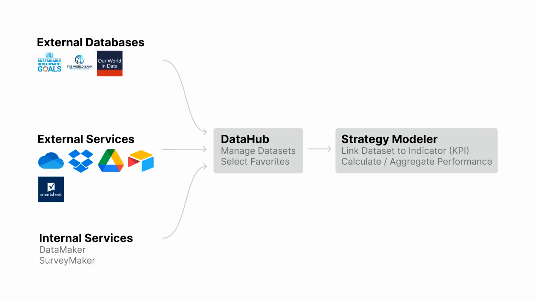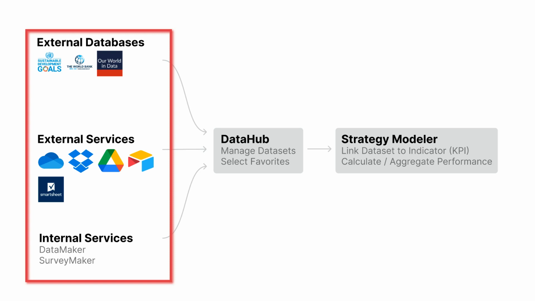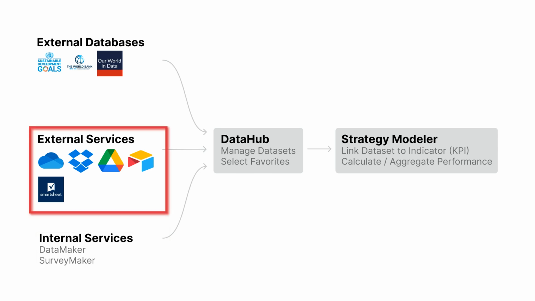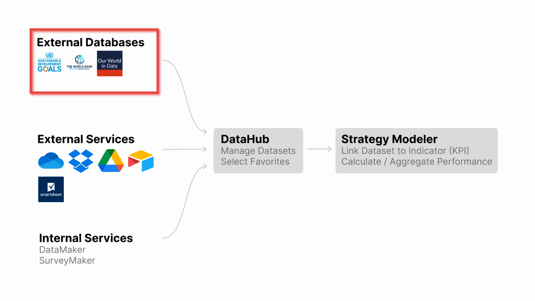Let us have a look at how this works conceptually. What we typically see is a large number of datasets from different data sources which by default are not compatible. In Aposphere Insight, we distinguish three data sources: Aposphere services such as DataMaker and Tracker, where you can make your own data right on this platform; external services such as OneDrive, Dropbox, and Google Drive; and publicly available open databases such as from the World Bank, the United Nations, or Our World in Data.